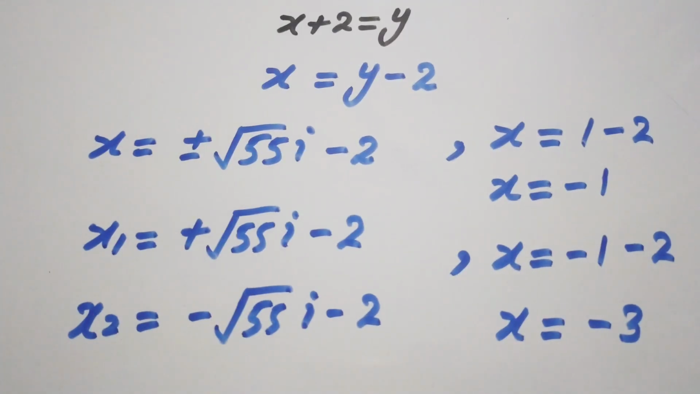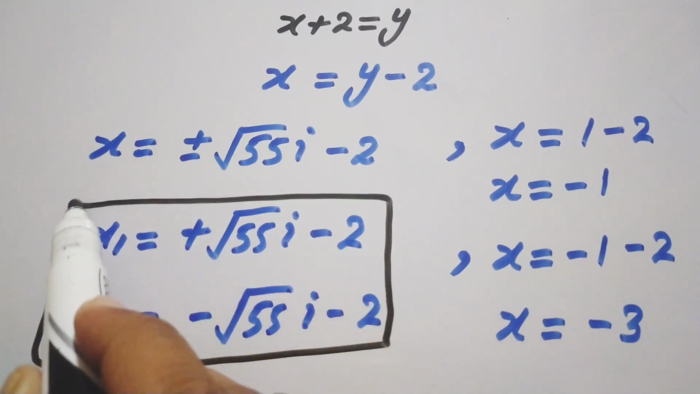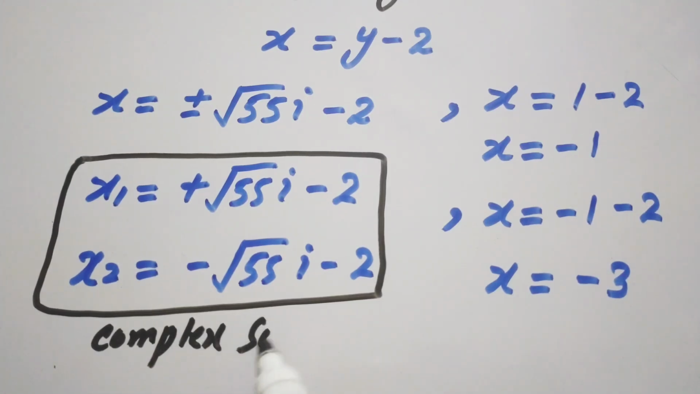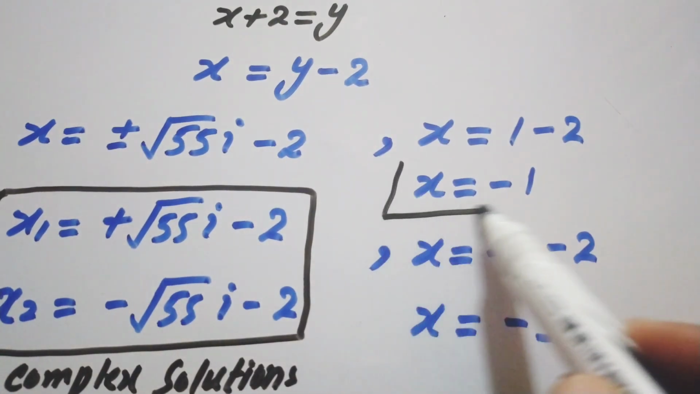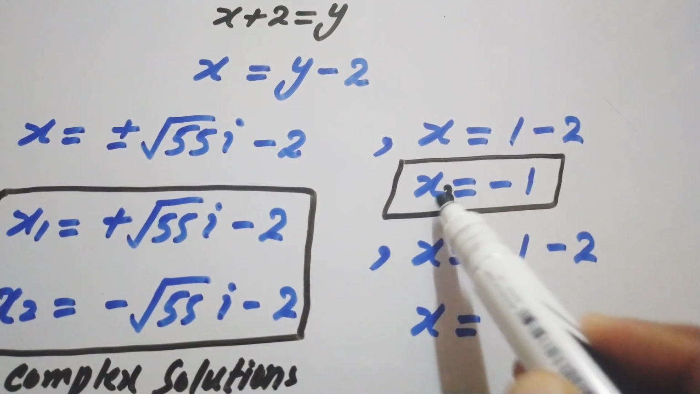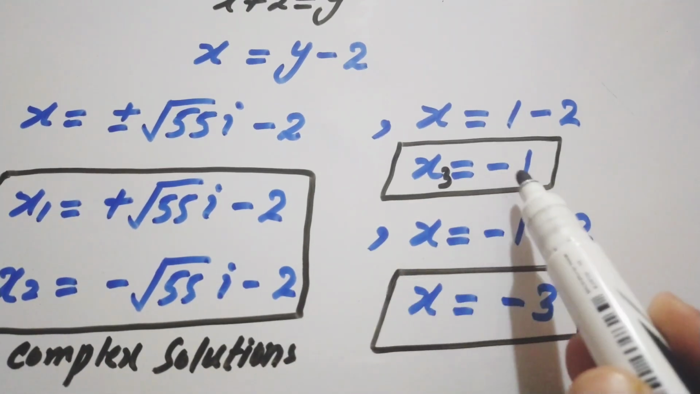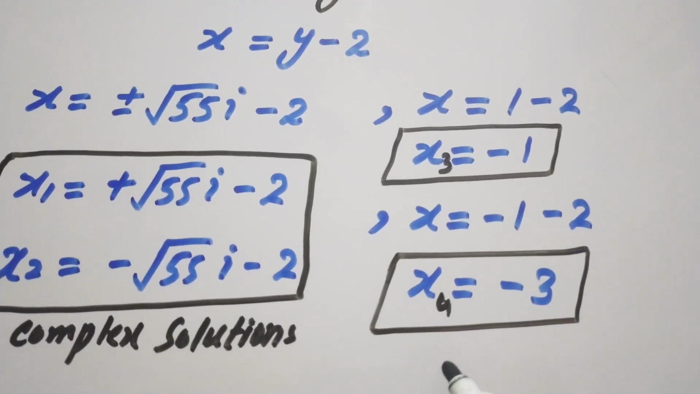So we get four solutions. Here x1, x2, these are the complex solutions. And here x3 and x4, which is minus 1 and minus 3, these are the real solutions.